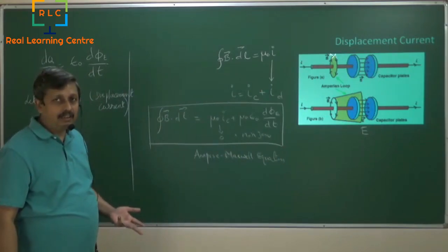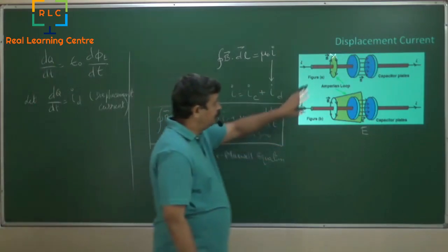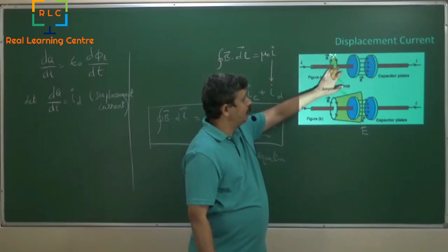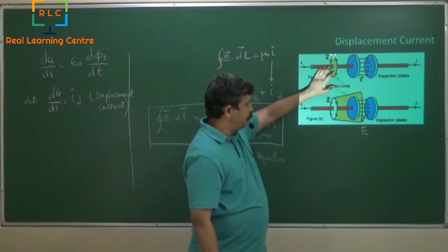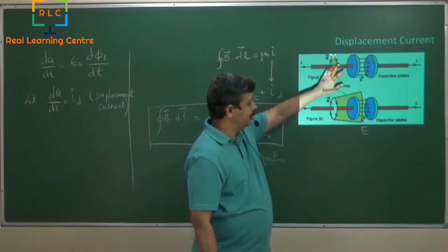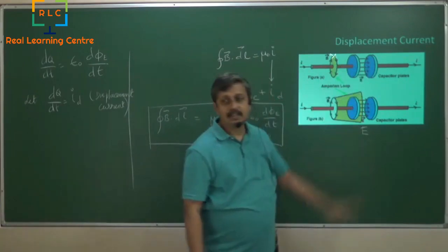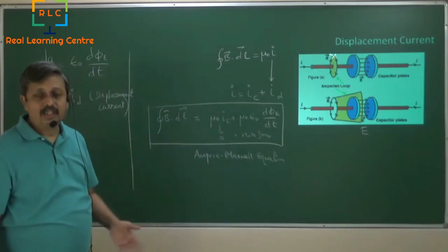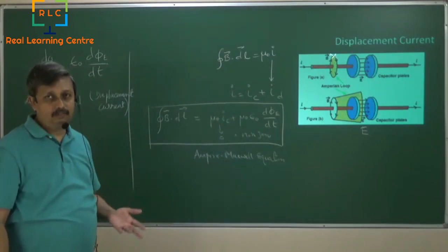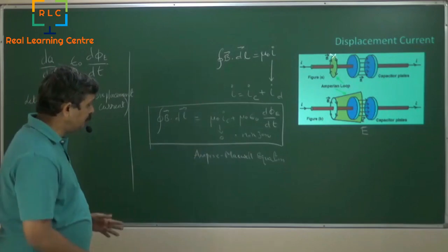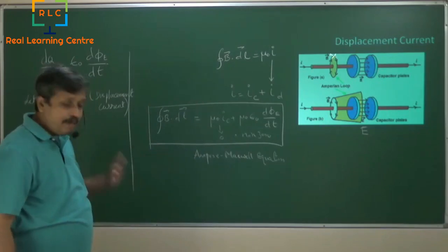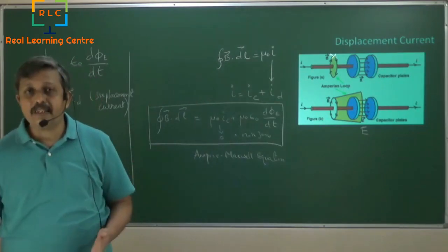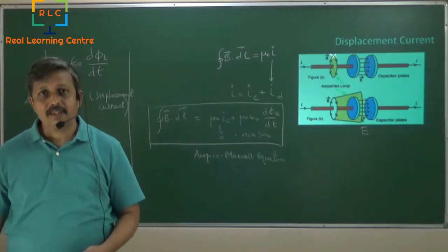In the sense that in one case, the conduction current is completely present and displacement current is 0. In the other, inside this, displacement current has a value, whereas conduction current is 0. So this is basically how he was able to get Ampere's law working in the case of a capacitor.